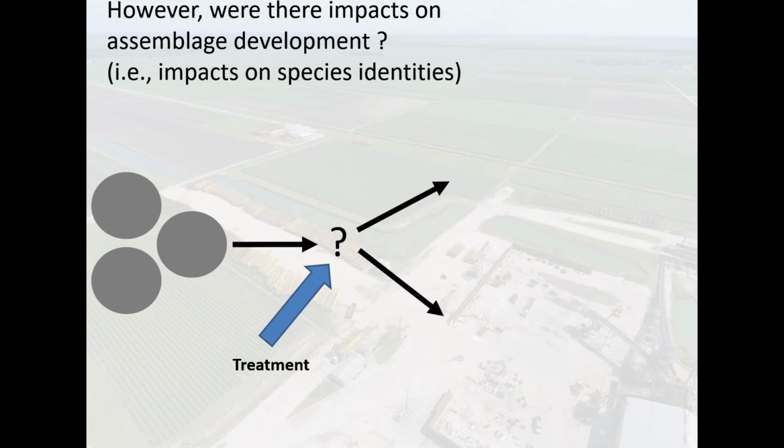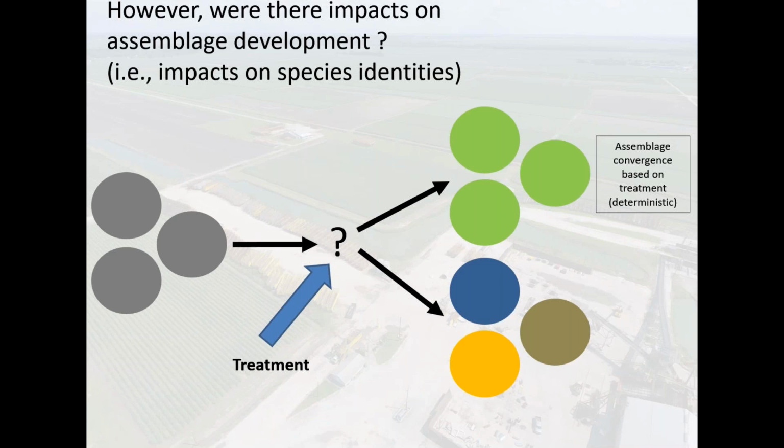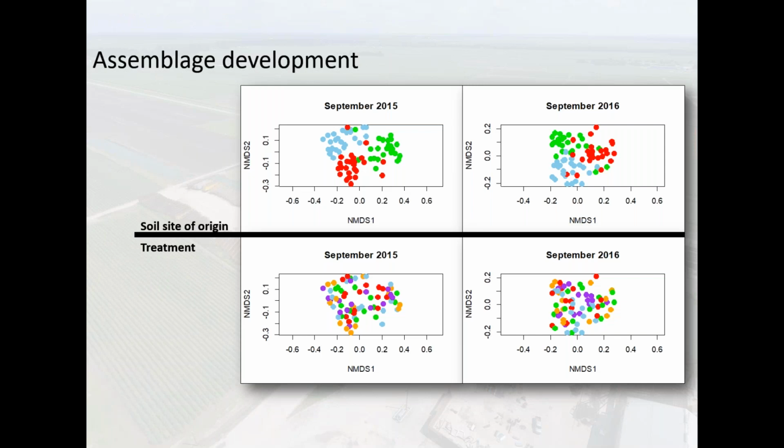And again, we developed these and we grew them up from the seed bank and followed them by measuring percent cover over time. So what we did was we wanted to see if we have a certain group of plant assemblages, represented here by the gray dots, and we dosed them with a certain treatment, would they all develop similarly and have an assemblage convergence based on treatment? So are we seeing deterministic processes occur in these systems? Or if we dose them with the treatment, do we see differences or no assemblage convergence based on treatment, or stochastic processes happening in these systems?